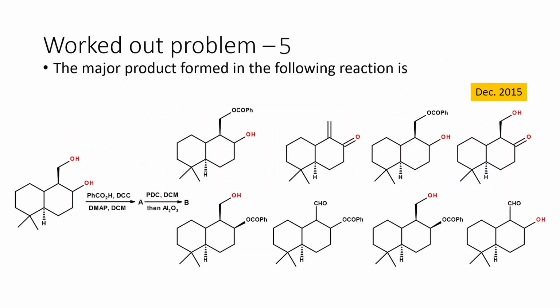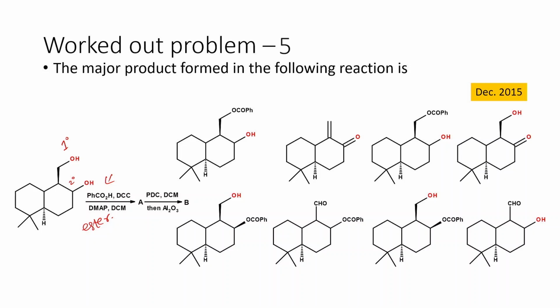Let us move on to the next problem. So here again we have two hydroxy compounds. We have a primary alcohol, we have a secondary alcohol, and we need the major product formed in the following reaction. The first step is reaction with benzoic acid, DCC, DMAP and DCM. This is nothing but an esterification reaction. We end up with the intermediate A, which undergoes oxidation by pyridinium dichromate in DCM followed by an alumina reaction.